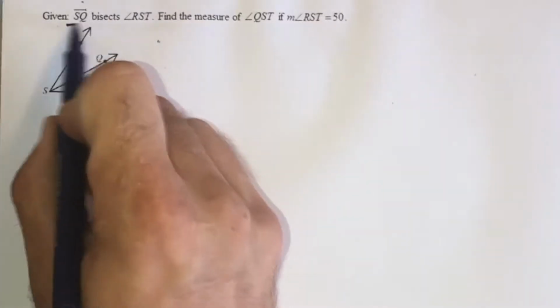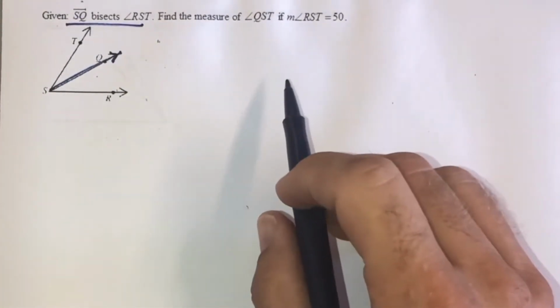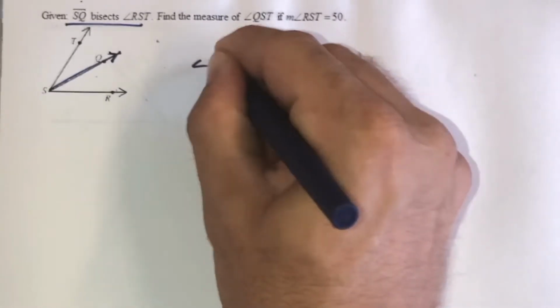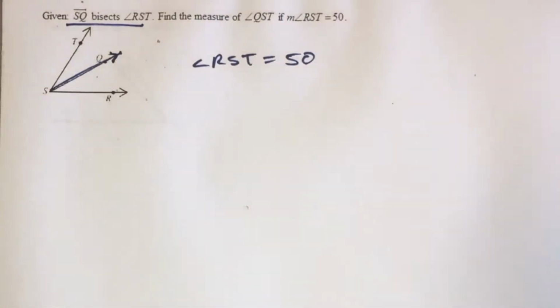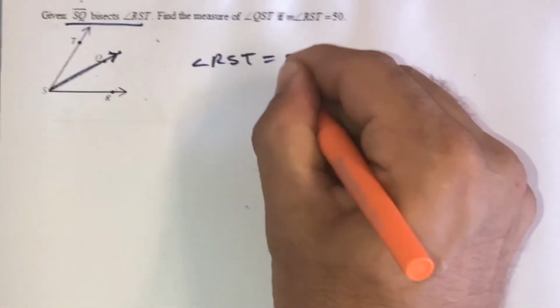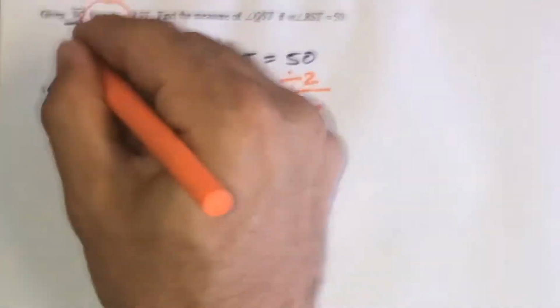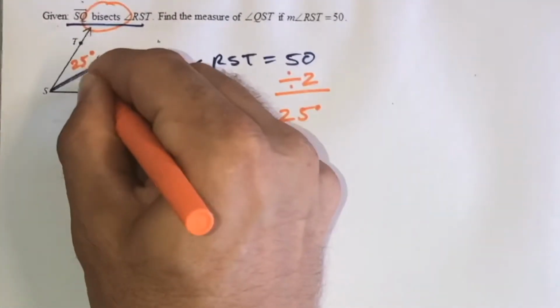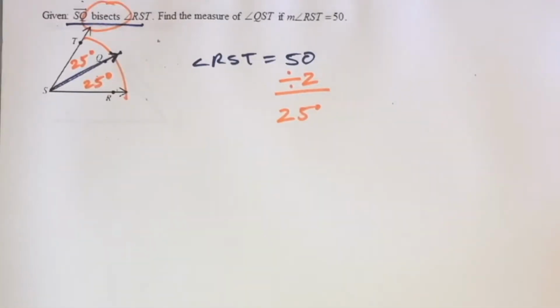You'll be presented with a question that does talk about bisect. It's saying SQ bisects, so that means it's cutting into equal pieces. If angle RST is 50, and we already looked at that in our introduction on the first page, we're going to divide this by 2 and get 25 degrees. So anytime you see this word bisect, we're talking 2 equal pieces, 25 degrees and 25 degrees. Simple enough. The important part is just understanding the meaning of bisect.